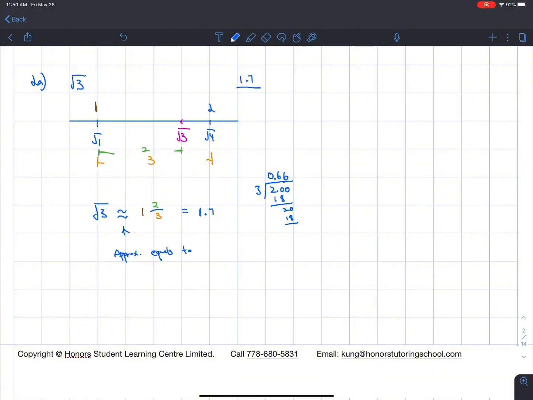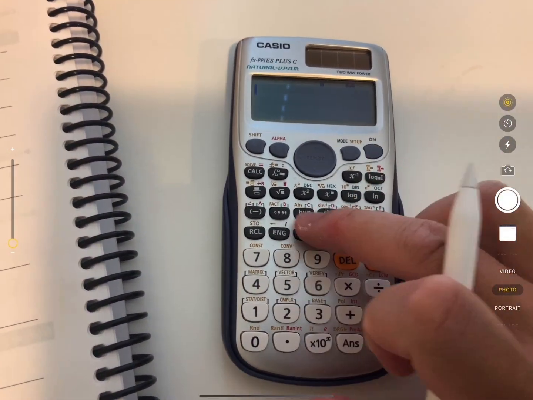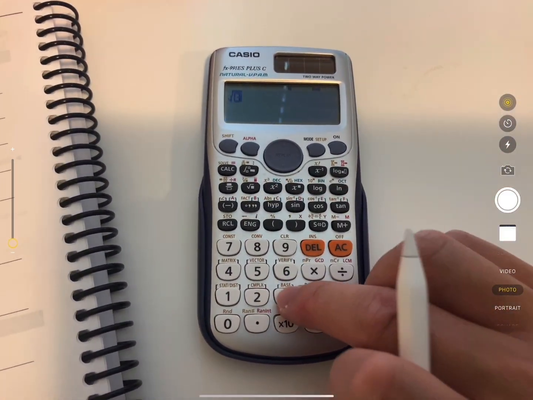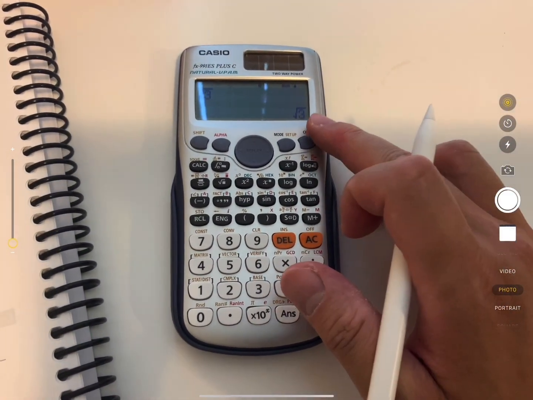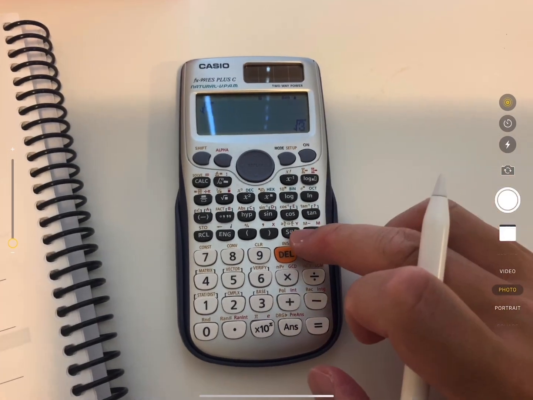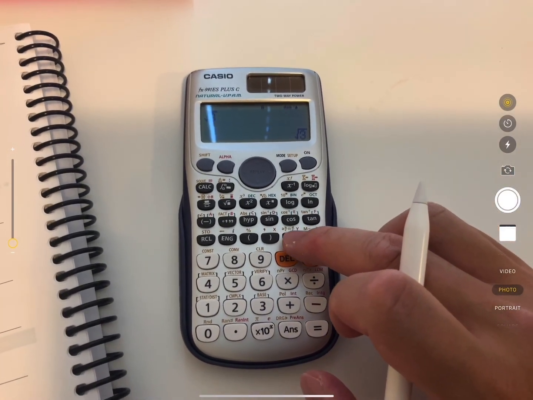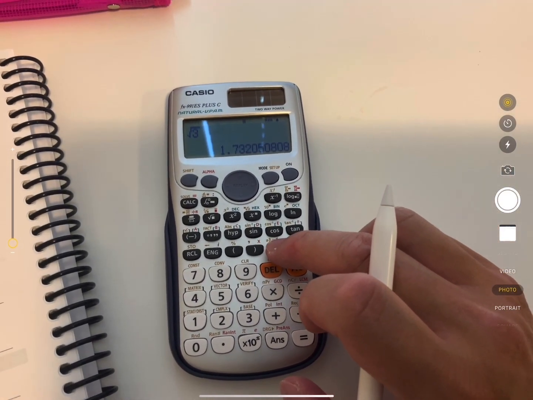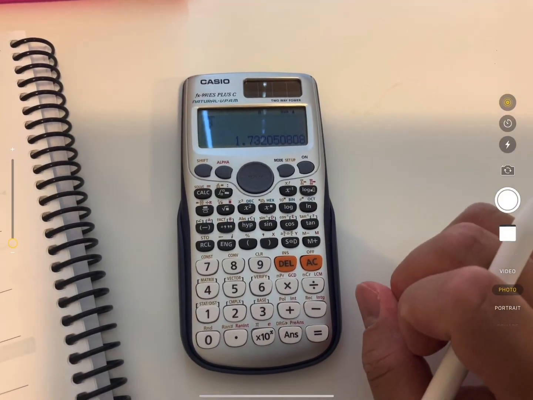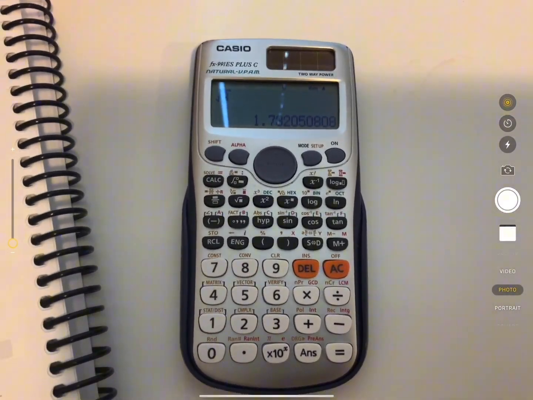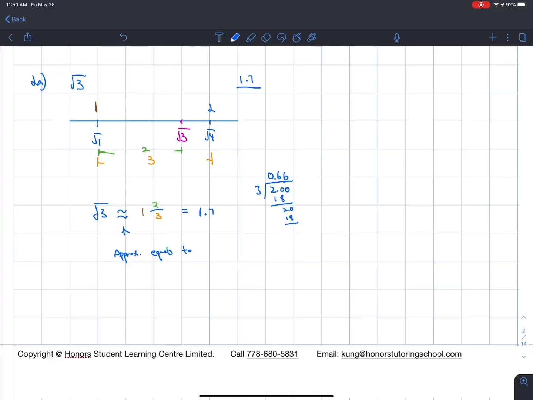Okay. And they asked us to check with a calculator, so I just need to type in the square root of 3 to see if my answer is correct. So here's my calculator. The square root button is right here. Square root of 3 equals. It gives me a radical answer. To change it to decimal, we press this button S to D. So it gives us 1.73. So our answer is correct, 1.7, when we round to 1 decimal place.